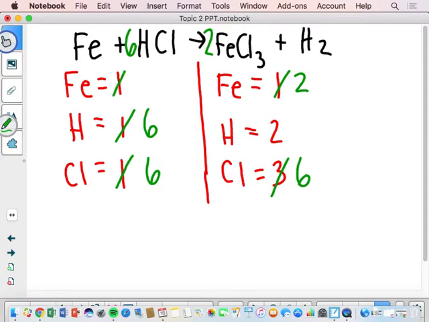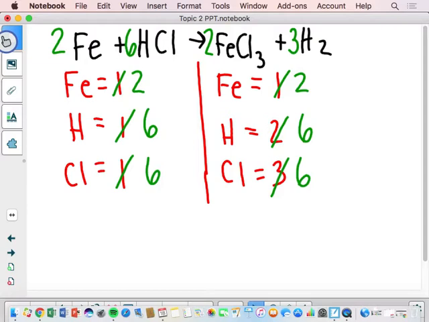We need 2 over here. So to do that, we just put a 2 there, right? Now our irons are balanced, our chlorides are balanced. We just need our H's. 6 on the left, 2 on the right. There's a little 2 at the end, so we know it's going to be 2 times whatever we put in the front. So 2 times what gives us 6? Definitely not 3. There we go. Balanced. Wow, we accomplished it.